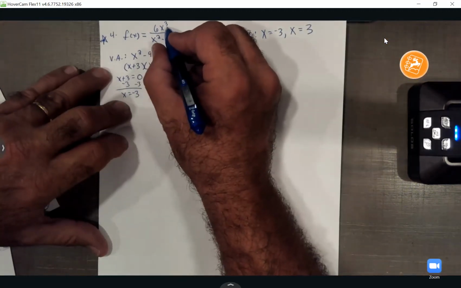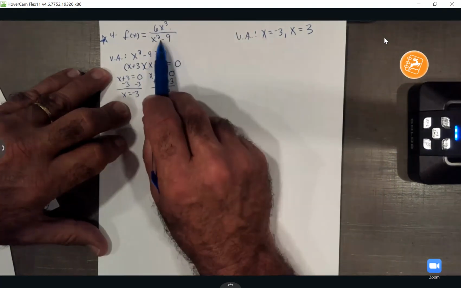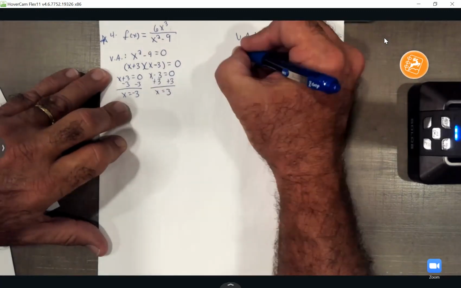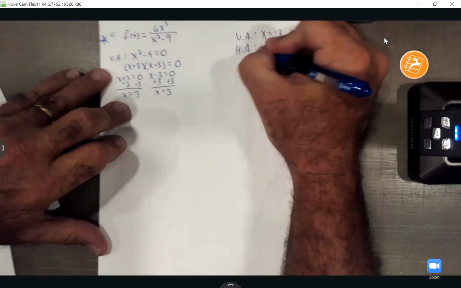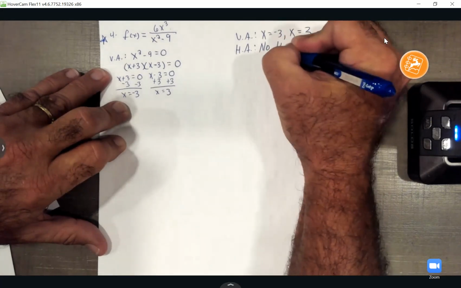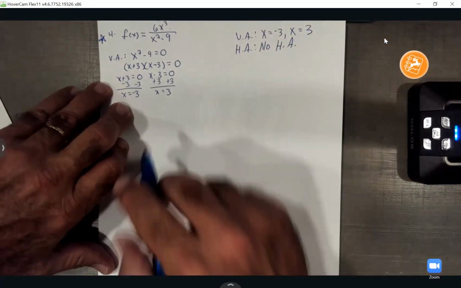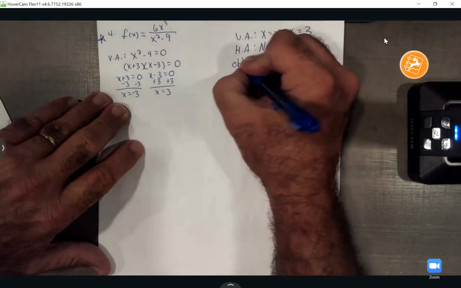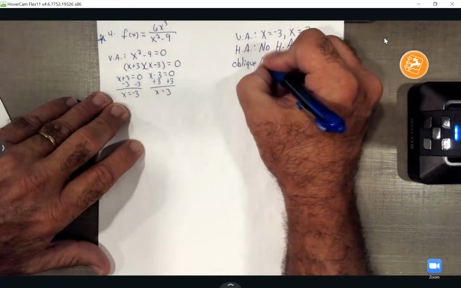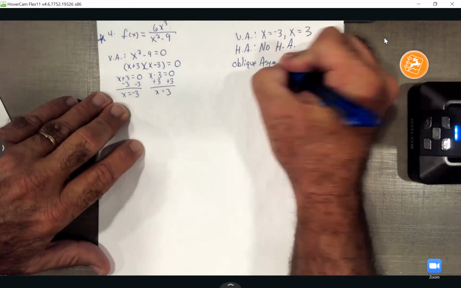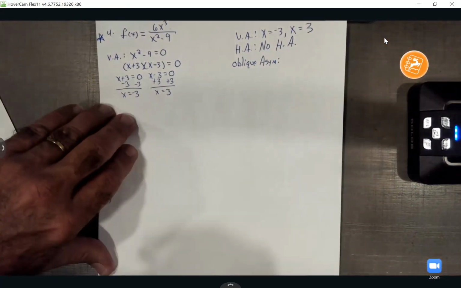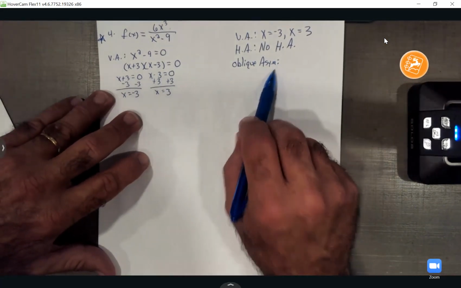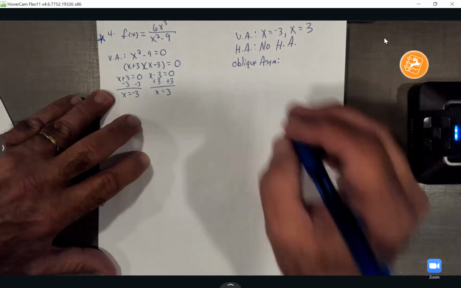Notice this one, the degree on top is a 3. The degree on bottom is a 2. So since 3 is bigger than 2, this one would have no horizontal asymptote because it's top heavy. But this is the only one that has what we call an oblique asymptote. Now, this problem shouldn't have been in here, but to get the oblique asymptote, it's also going to be y equals.